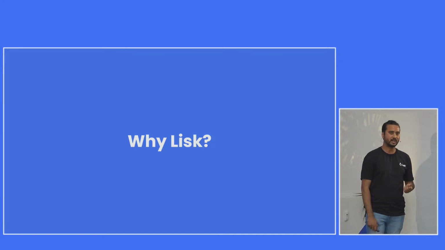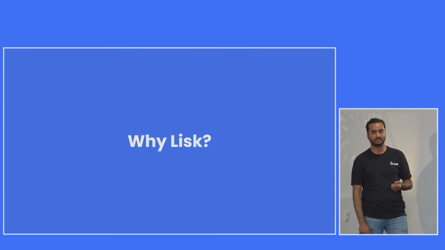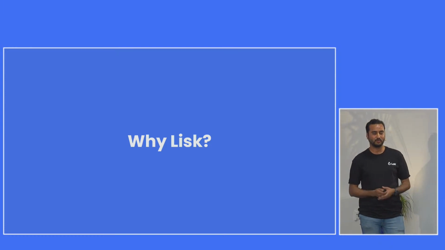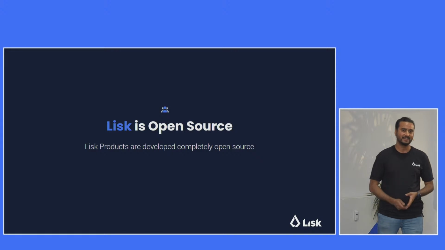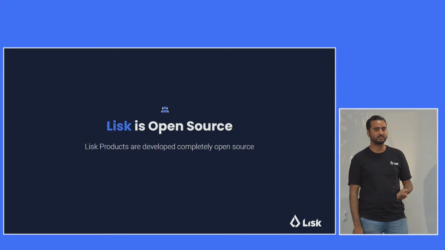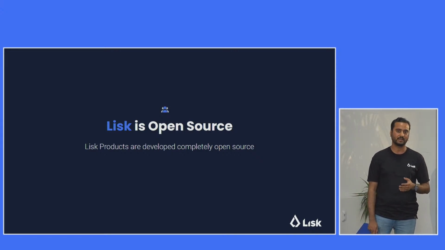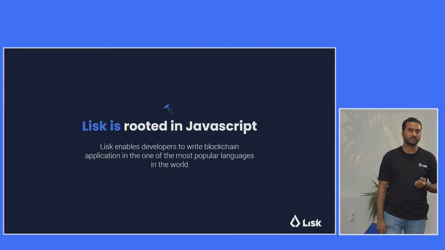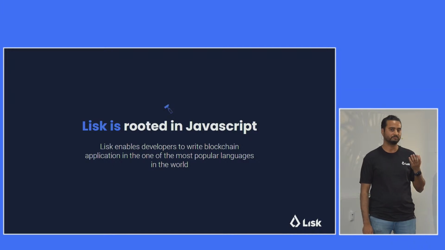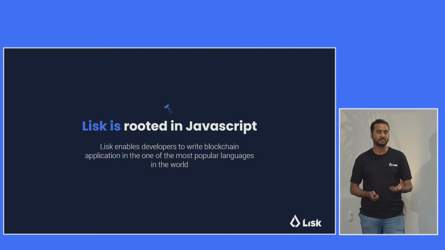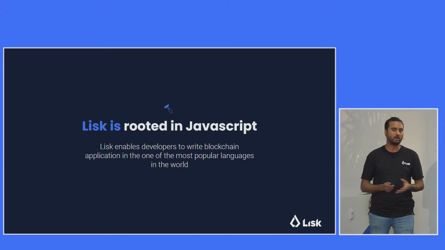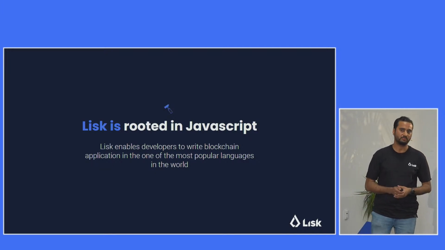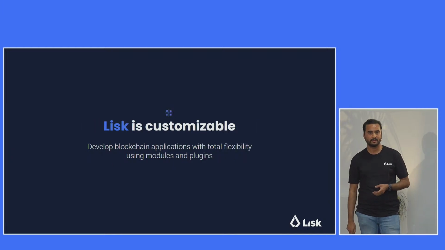So the question comes, why Lisk? There are a lot of blockchain projects out there. Then why is Lisk different? So first of all, Lisk is open source, so all the products developed in Lisk are completely open source. Secondly, it's rooted in JavaScript, so that means that it enables developers to write blockchain applications by simply using JavaScript, which is one of the most popular languages in the world.